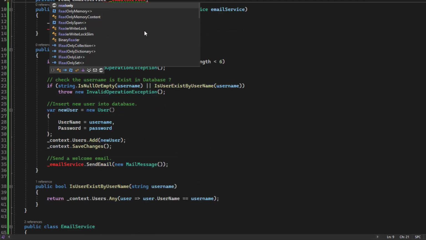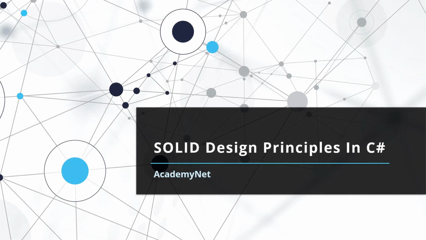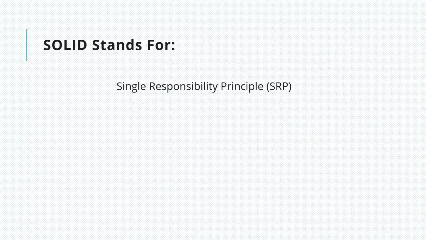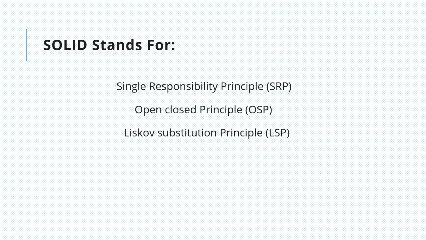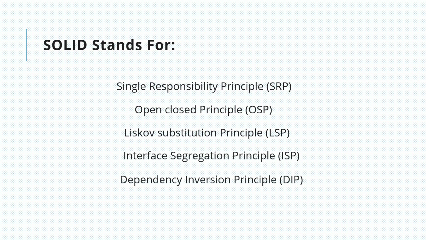SOLID design principles in C# are basic design principles. In object-oriented programming, SOLID is an acronym for the 5 design principles introduced by Robert C. Martin. These principles are used to design software applications that are maintainable and testable. SOLID stands for Single Responsibility Principle, SRP. Open-Closed Principle, OCP. Liskov Substitution Principle, LSP. Interface Segregation Principle, ISP. And Dependency Inversion Principle, DIP.